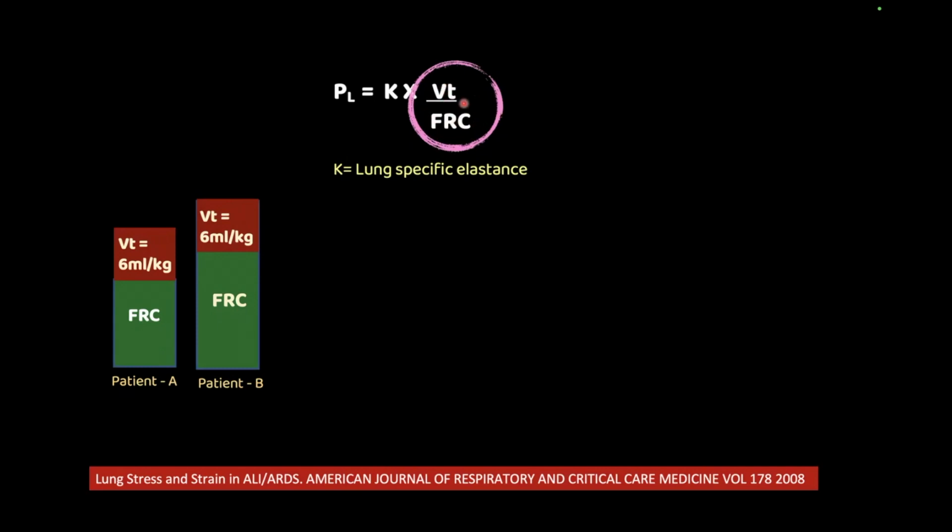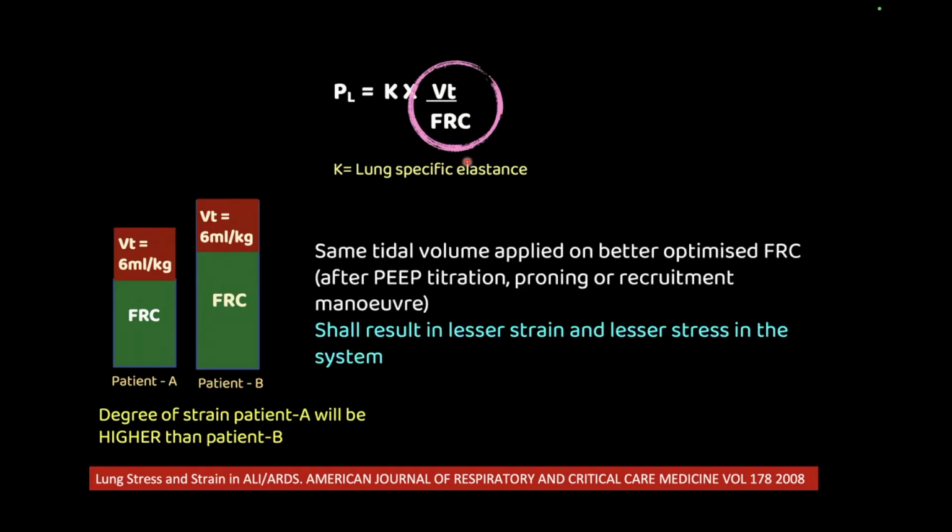So basically you are mathematically reducing the strain, and when you're reducing the strain, the stress will also reduce. So that's how we can explain how lung recruitment helps. When you recruit the lung by a recruitment maneuver or application of a good PEEP, this will reduce the strain as well as the stress.